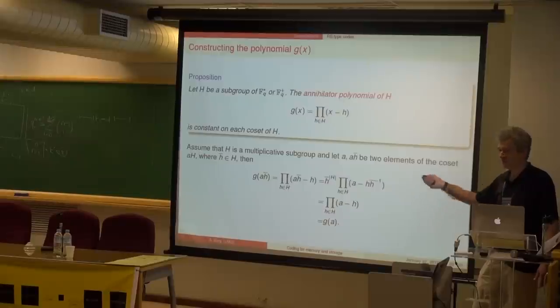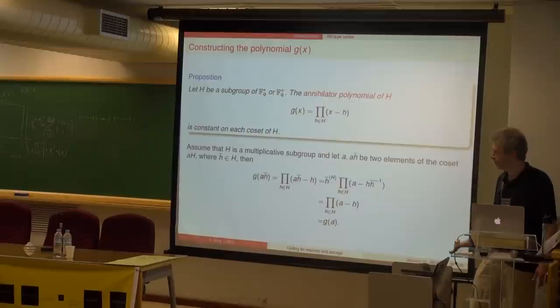So that's how I constructed it in the example. I took a subgroup of the multiplicative group of F_13, which has cardinality 12, and there is a subgroup generated by a cube root of unity, and that's what I did.